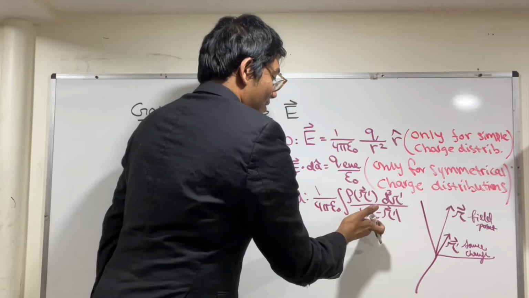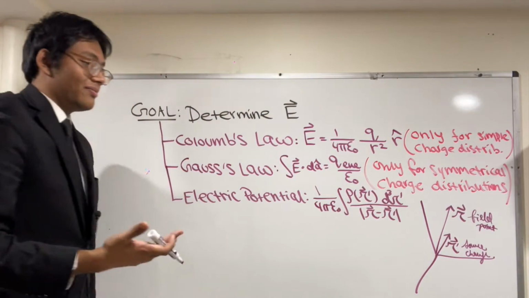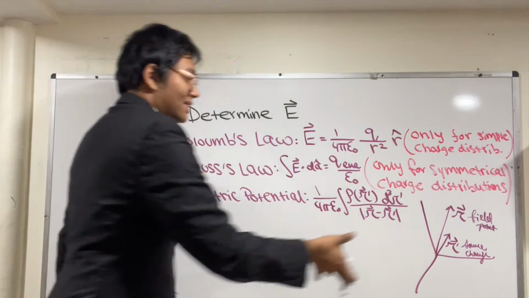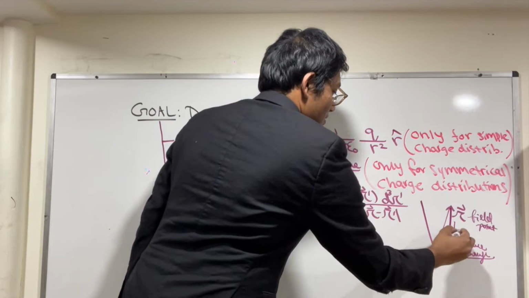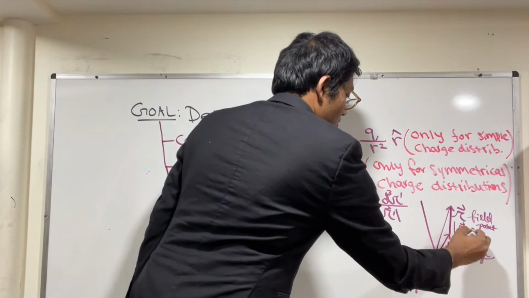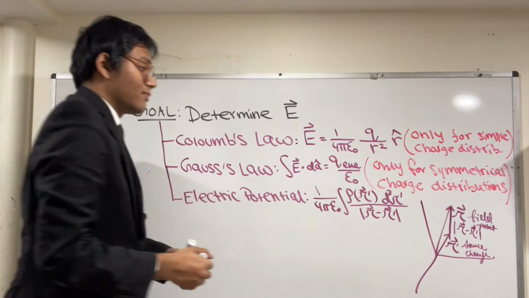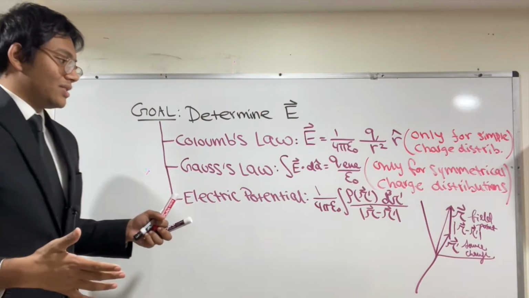So I'm just subtracting r minus r prime, finding the magnitude. All that's telling me is the distance between these two. So this is just the magnitude of r minus r prime. Okay, so that's the electric potential.